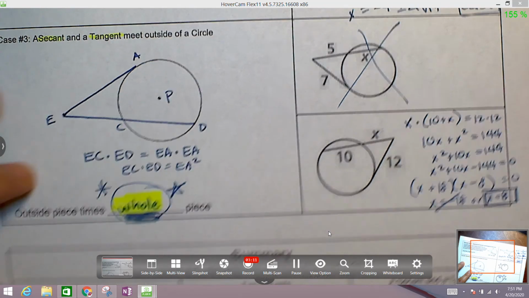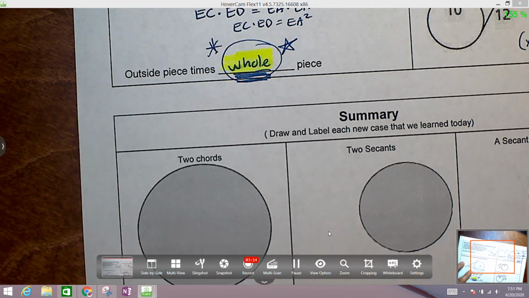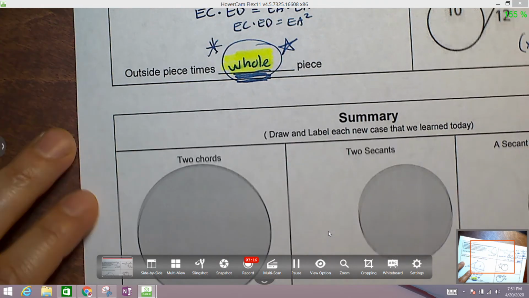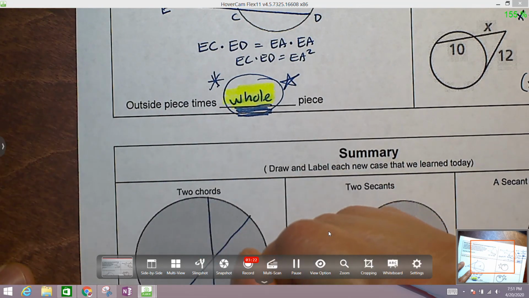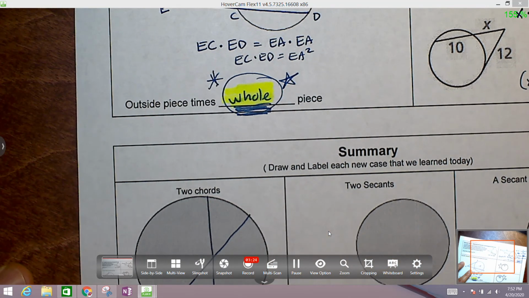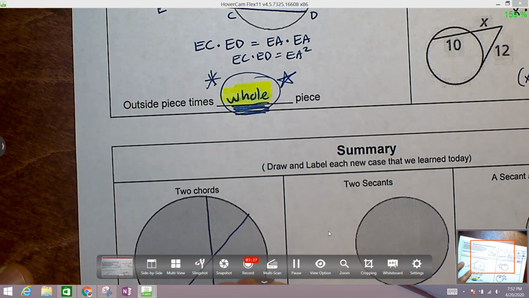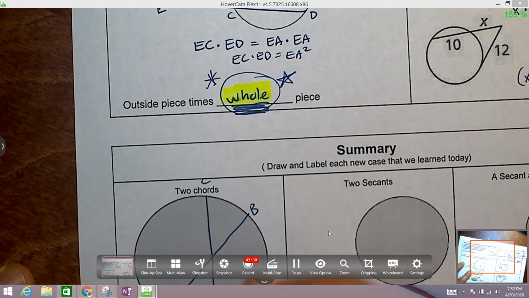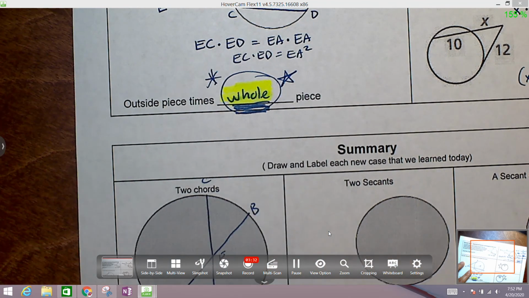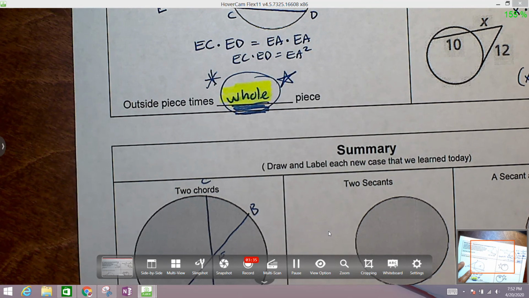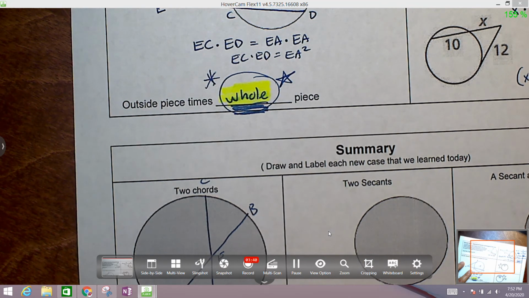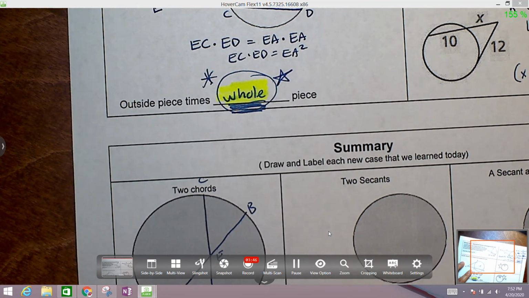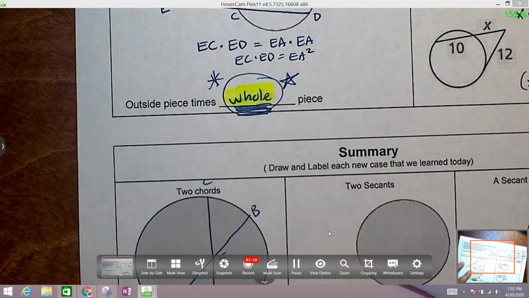Okay, so in summary, what were the three things that we learned in this lesson? Okay, the first case is two chords. And when you have two chords, let's call that AB, let's call that CD, call that E. Okay, you just multiply the pieces. So CE times ED is equal to AE times EB. Multiply the two small pieces.